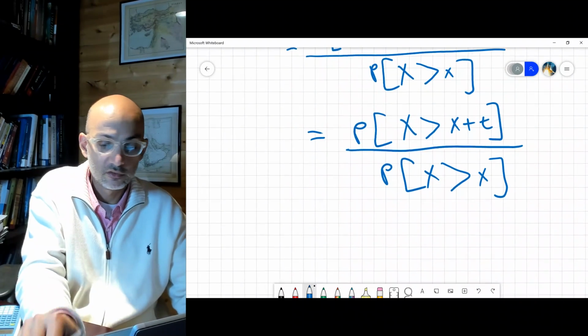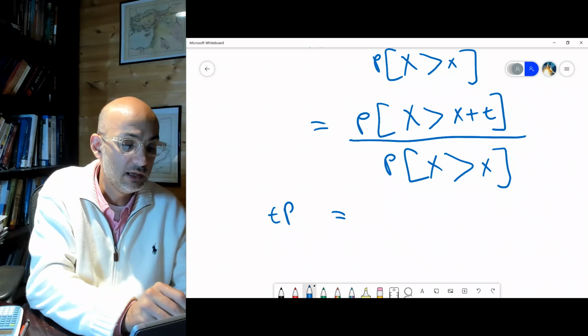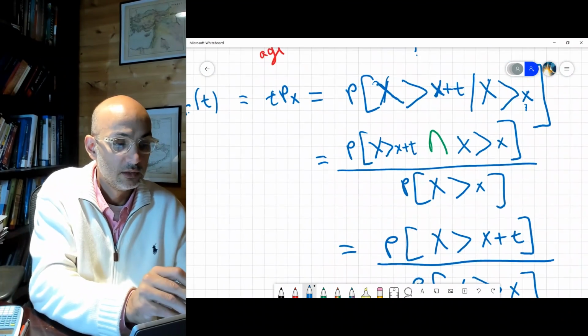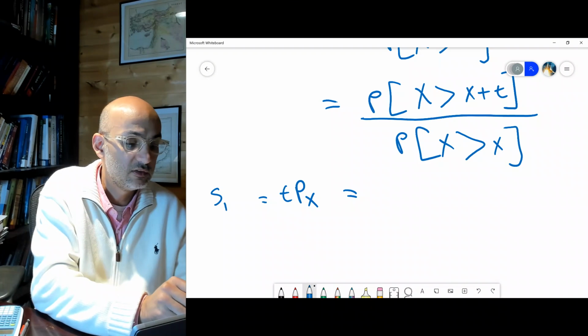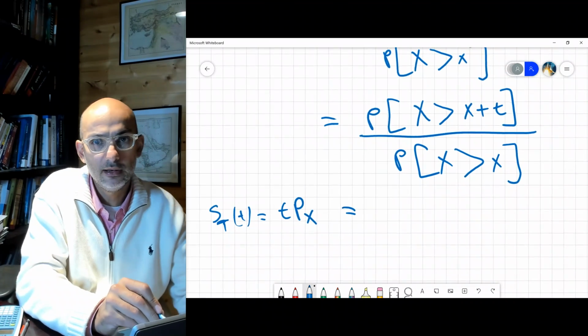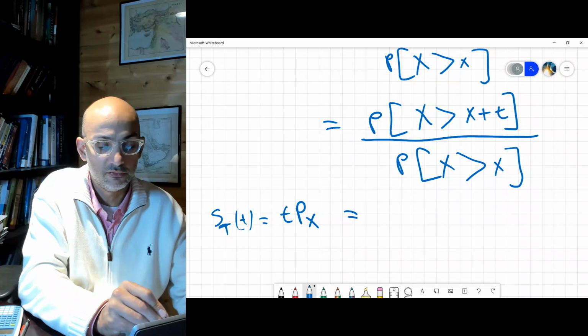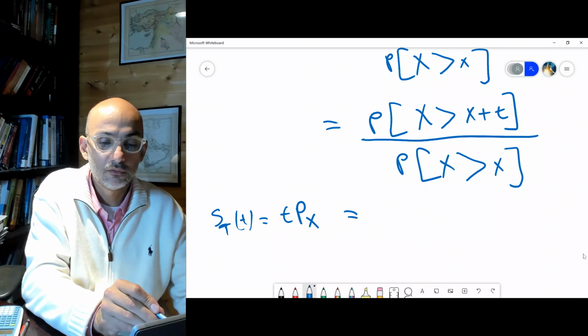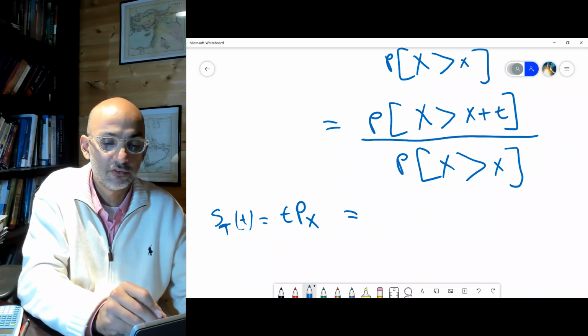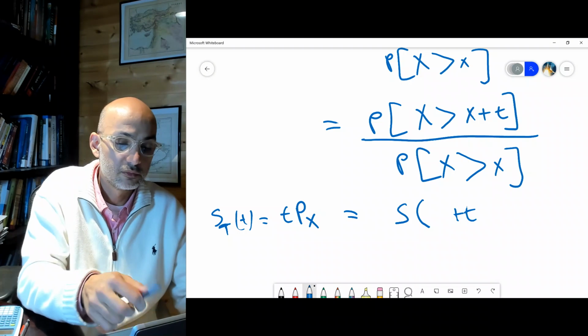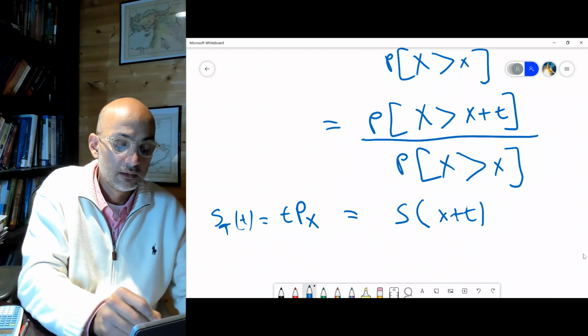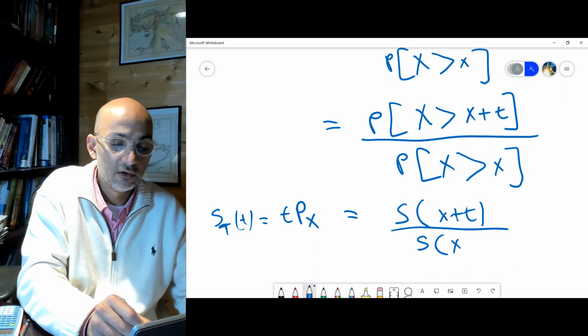This is very neat because this one you can write as tpx. Remember what we are doing, tpx, which we also introduced earlier, is a survival function, which is S_T of t. Survival function, not of x, but S_T of t. We can relate it to our old S of x. The probability of X greater than x plus t is the survival function, in our old notation, at x plus t, sorry, small x, divided by the survival function of x, right?